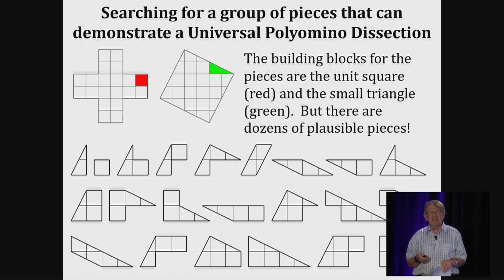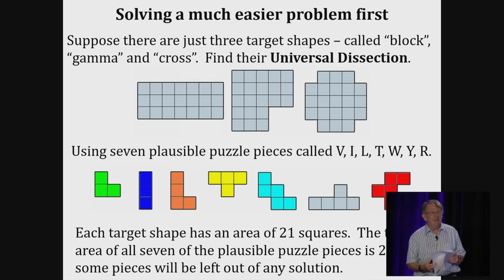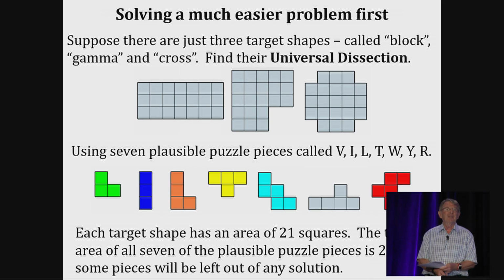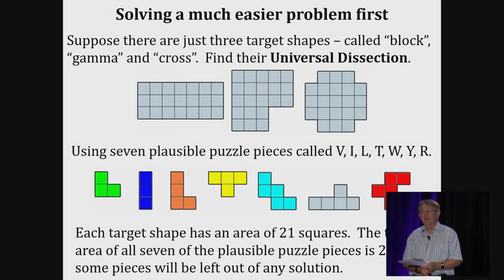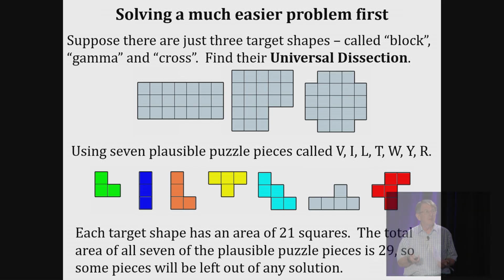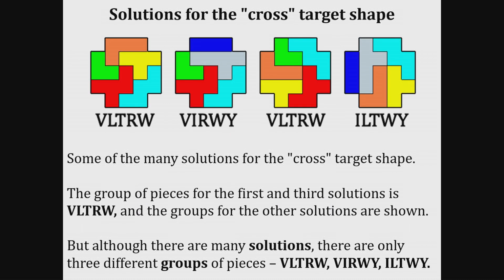Okay, so this is actually quite a hard problem. And when an engineer like me has a hard problem, what he does is to look for a much easier problem. So this is a much easier one. Here I've only got 3 target shapes, and I've only got 7 plausible pieces that might go together to make up this universal dissection. So each of my plausible pieces has got a letter: V, I, L, T, W, Y, and R. And here's what I do.